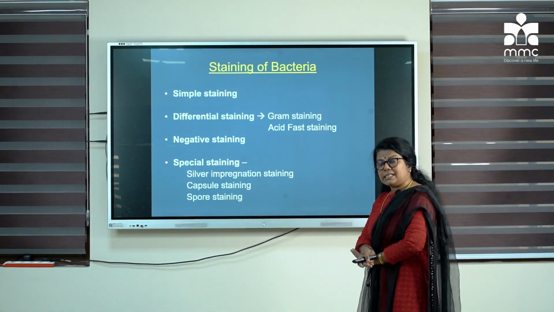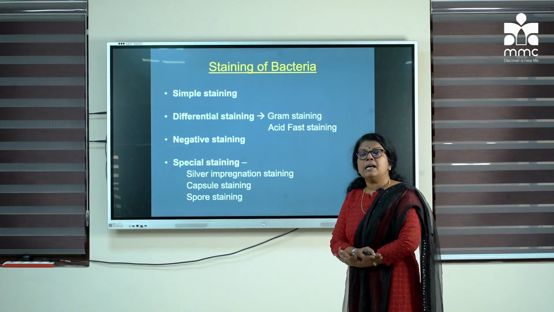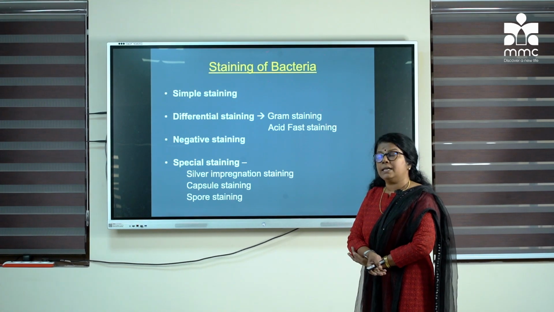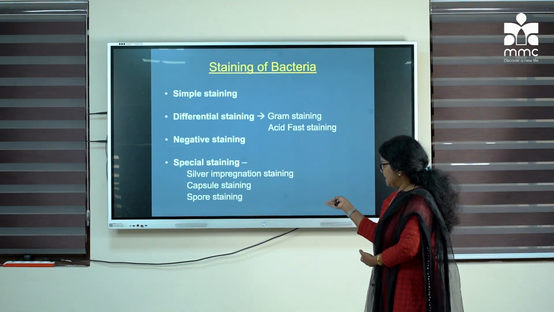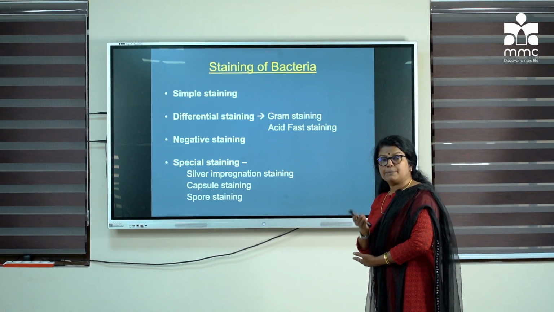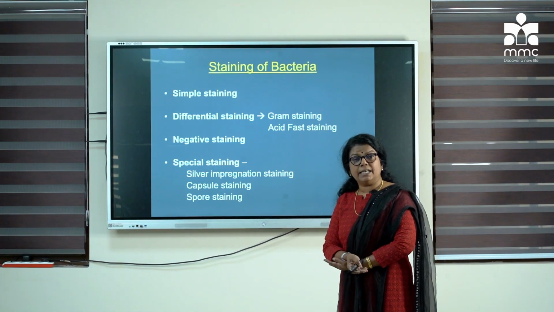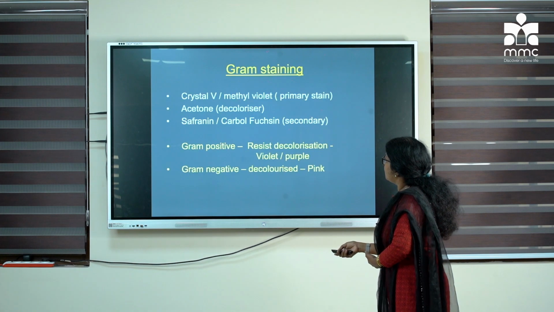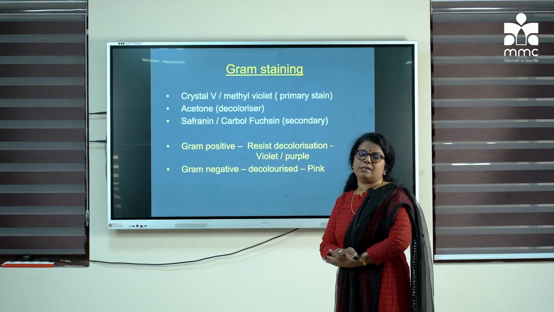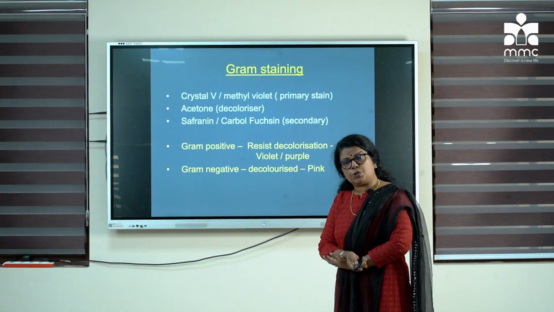Under differential staining you have two important techniques: gram staining and acid fast staining, or ZN staining. These are very commonly and routinely done in our laboratory. Then the special staining techniques are silver impregnation staining, capsule staining, spore staining, etc. About all these you will be studying in detail in the coming classes. Gram staining is a very basic thing and a basic requirement in every microbiology lab, and this is a practical exercise for you also.